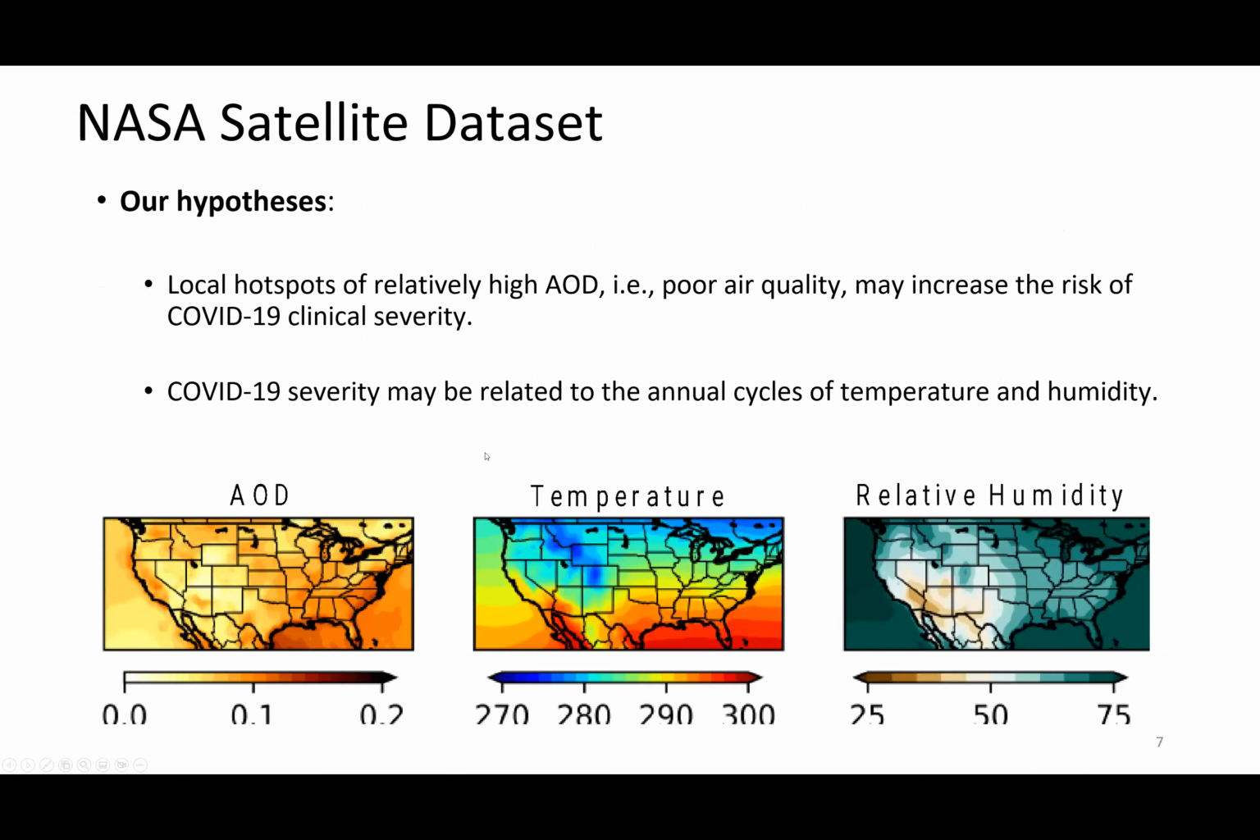With those environmental variables, our hypothesis is that local hotspots of relatively high AOD, like poor air quality, may increase the risk of COVID-19 clinical severities. We also hypothesize that COVID-19 severity may be related to the annual cycles of temperature and humidities. Here we show some examples of how those environmental variables are distributed in the United States.